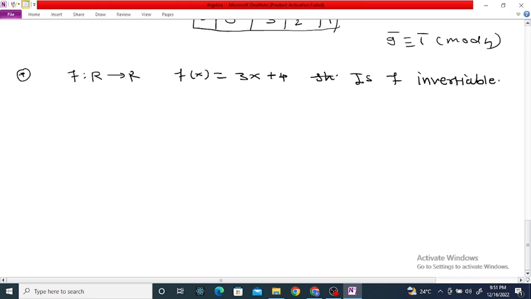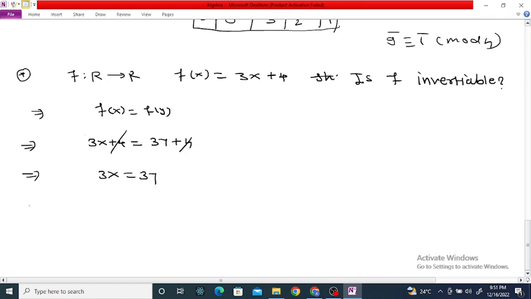When we say a function is invertible, it must be one-one and onto. So if f of x is equal to f of y, this implies thrice x plus 4 is equal to thrice y plus 4. If we cancel this 4 we get thrice x is equal to thrice y, and if we divide by 3 both sides we get x is equal to y. Therefore from this we can say that f is one-one.